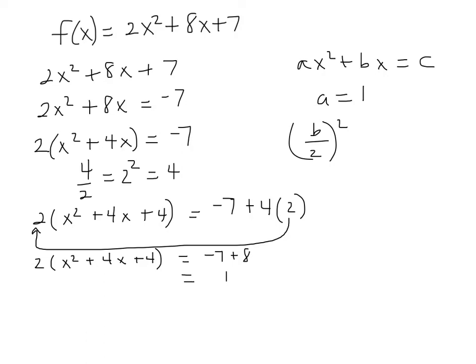And then finally, I'm going to factor on the left-hand side, in the parentheses, my perfect square trinomial. So that factors into x plus 2 quantity squared. It's always the b divided by 2. And so I'm going to finally take the 1 back over to the left. So my function is going to be f of x equals 2 times parentheses x plus 2 quantity squared minus 1. And that is what I would graph.